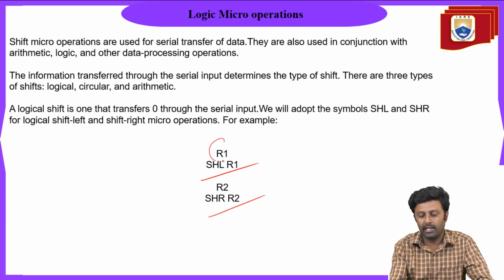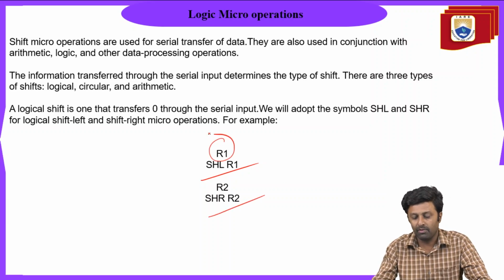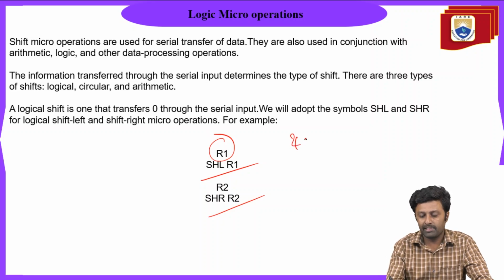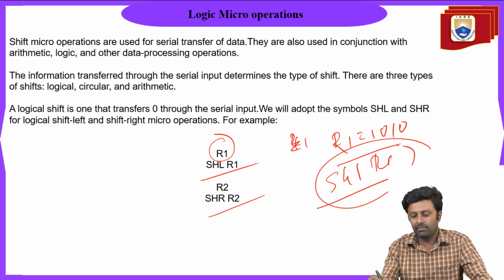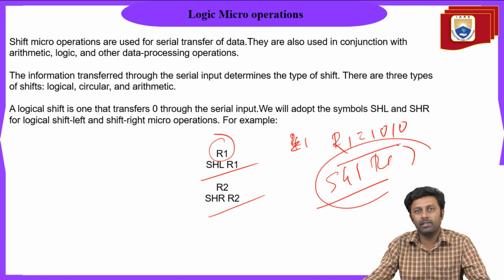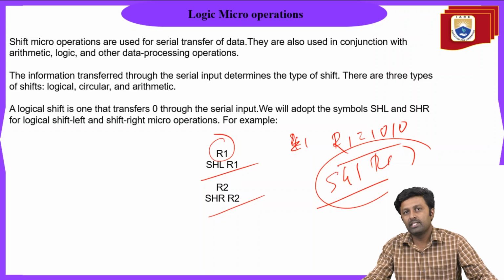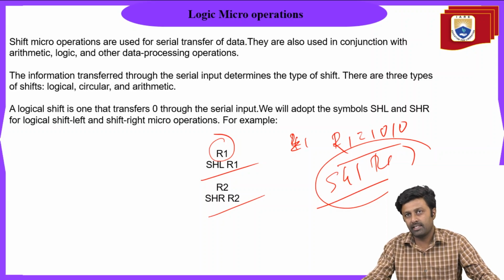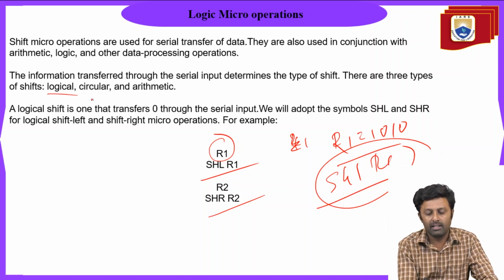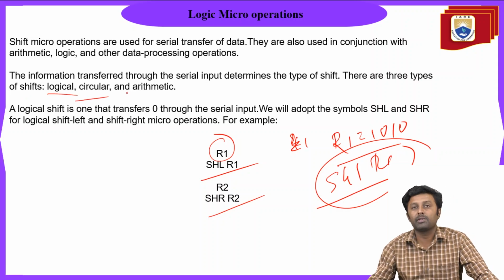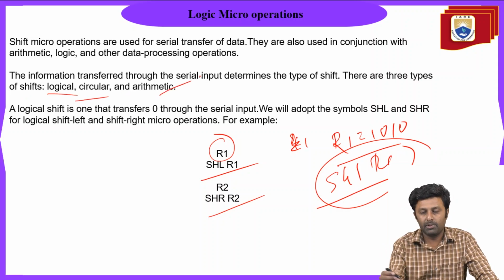So here, let us say R1 has some value, 1010. Then if I write SHL R1, it will shift the value of R1 by 1. The information transferred through the serial input determines the type of shift operation. There are three types of shift operations: logical shift operations, circular shift operations, and arithmetic shift operations.